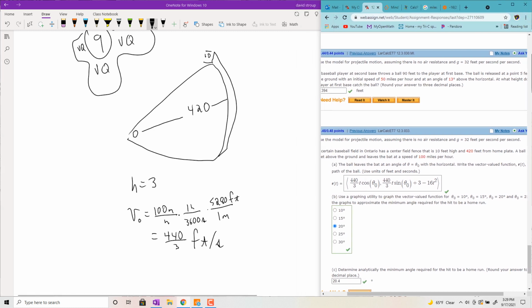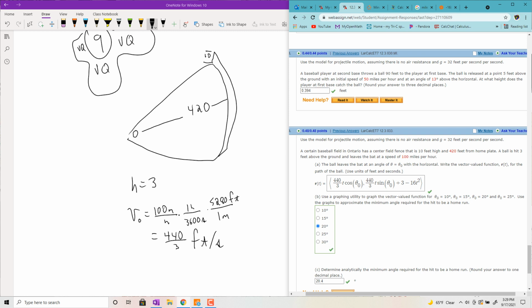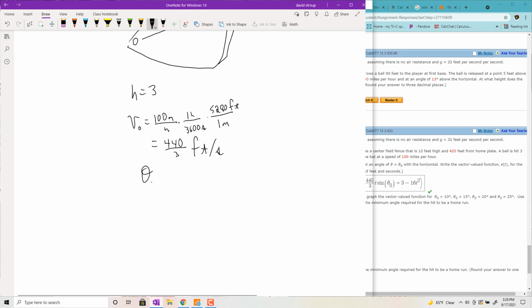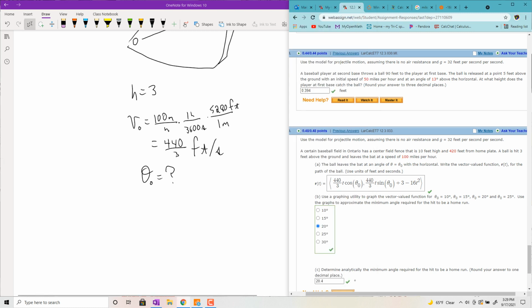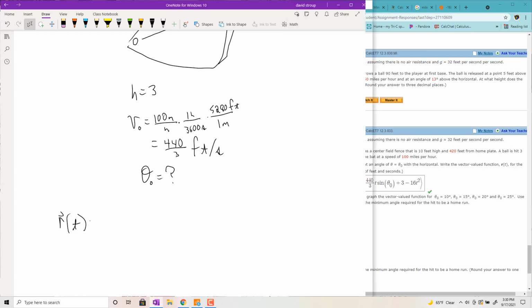The ball leaves the bat at an angle of theta equals, so you don't know theta sub 0. That's the hard part about this problem. So theta sub 0 is kind of unknown, but we can build our equation, and that's what you see there. That's what they want for the first answer. So R of t is going to be 440 thirds cosine of theta sub 0, and they want you to put theta sub 0 there. Then comma, there's a t on there, don't forget the t, comma, 440 thirds sine of theta sub 0 t.